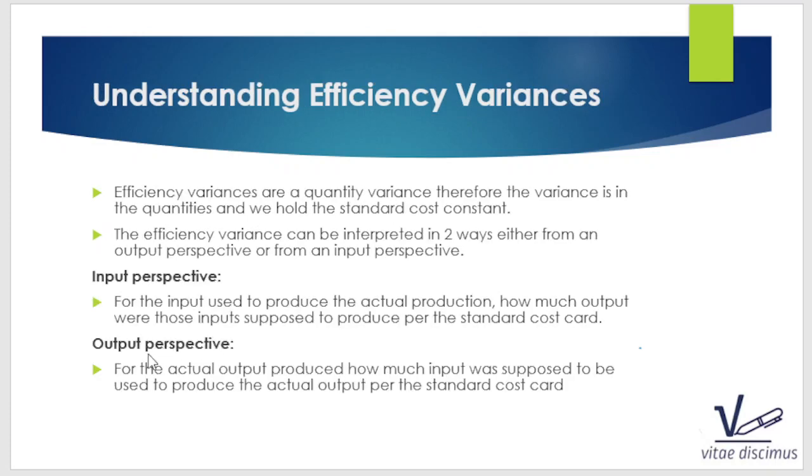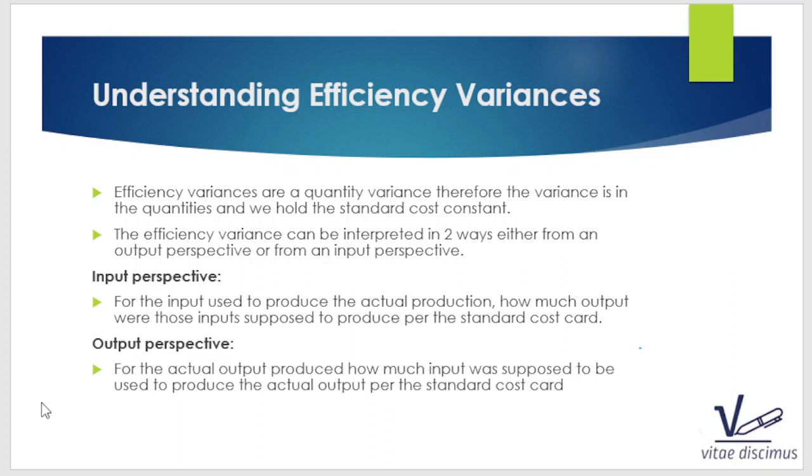With regards to efficiency variances, we are looking at it to say it is a quantity variance, therefore the variance is in the quantities, and we hold the standard cost constant. Then with regards to the interpretation, we look at it from two perspectives. We can look at it from an input perspective or from an output perspective.